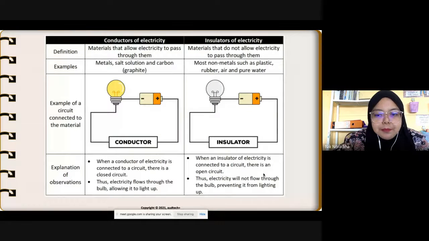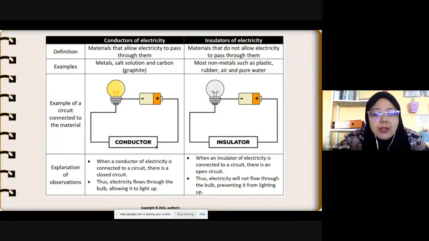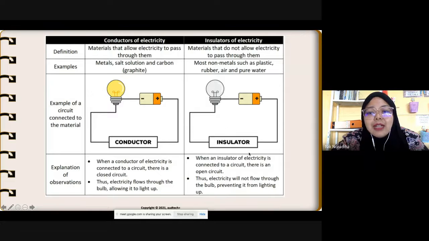These are the example. If you use conductor, electric current can flow across this circuit. But if you use insulator, the bulb will not light up. Why? Because electric current cannot flow. Why cannot flow? Because you use object that did not allow electric current to pass through.